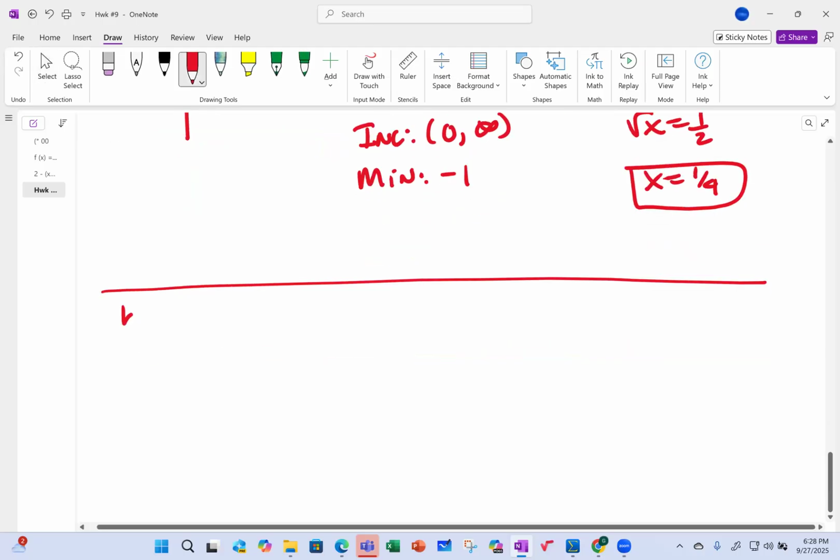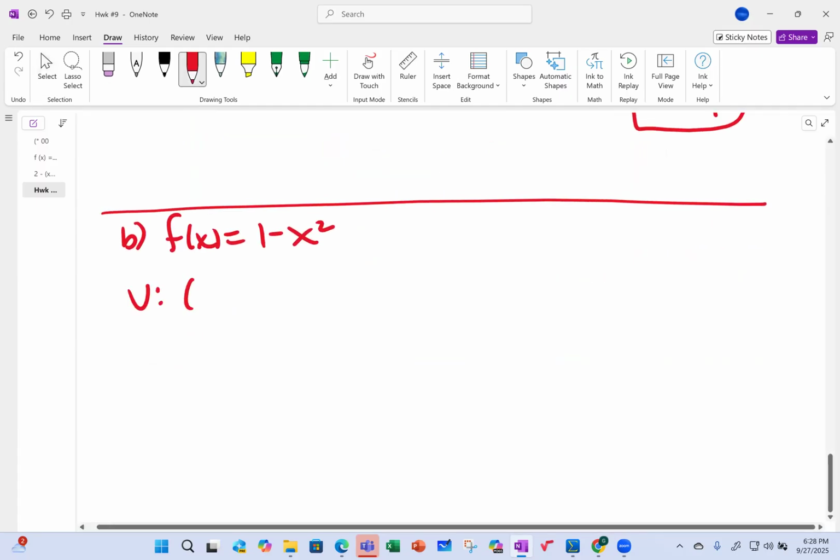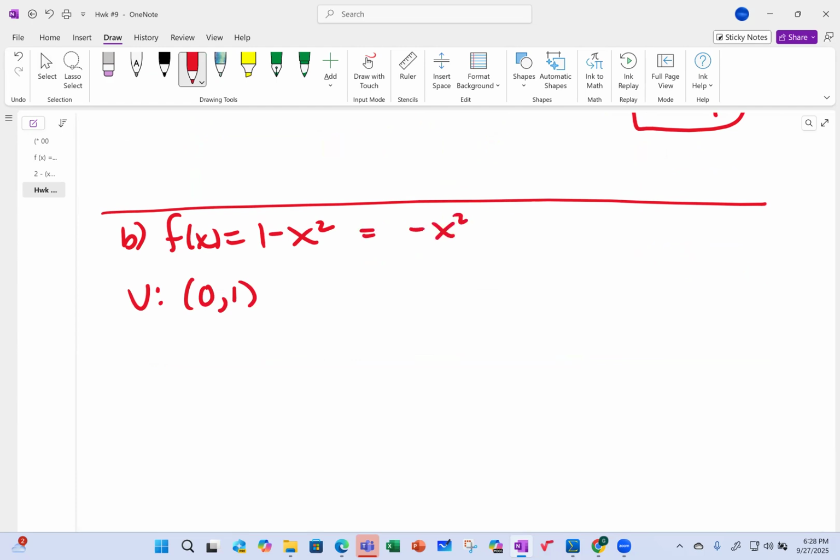Next part is B. Pretty basic function, guys. It's just an upside down parabola. The vertex is (0, 1). If you prefer to rewrite it with the x squared first, it needs to be made negative as it is. So that better be a concave down looking parabola. So here's my vertex, (0, 1).